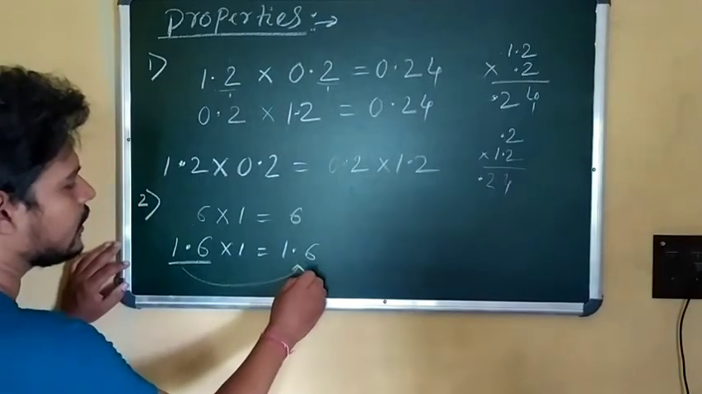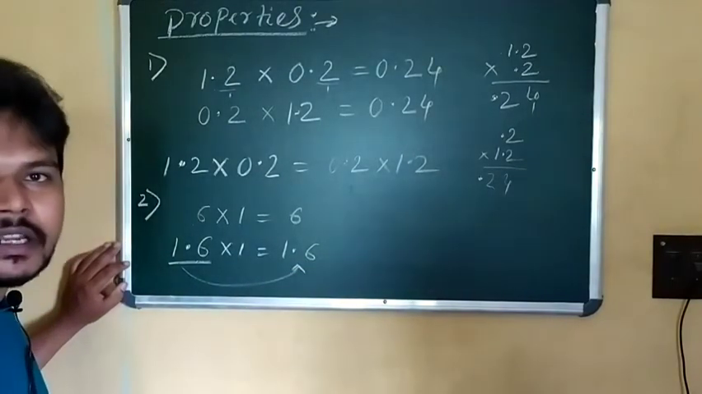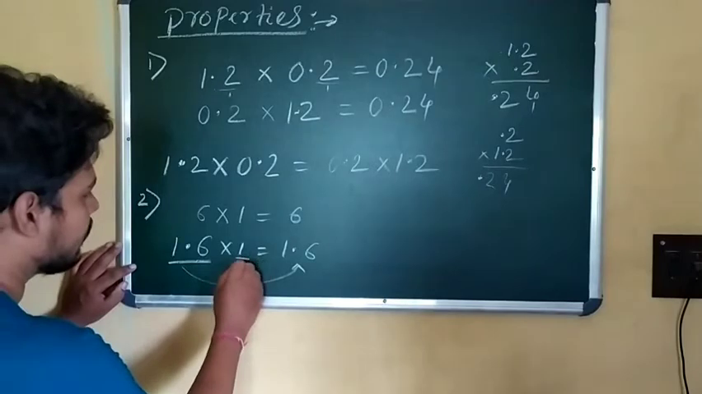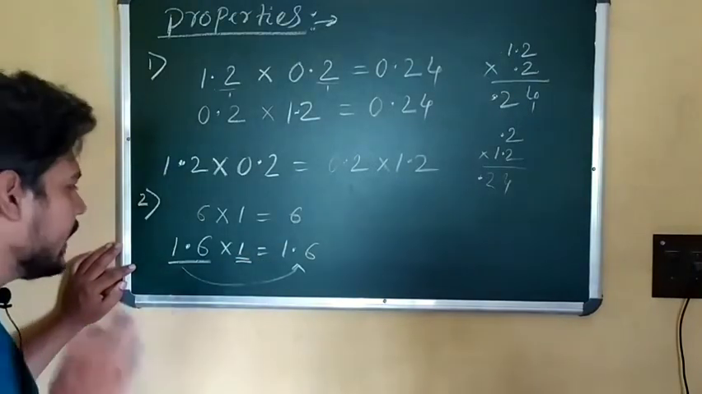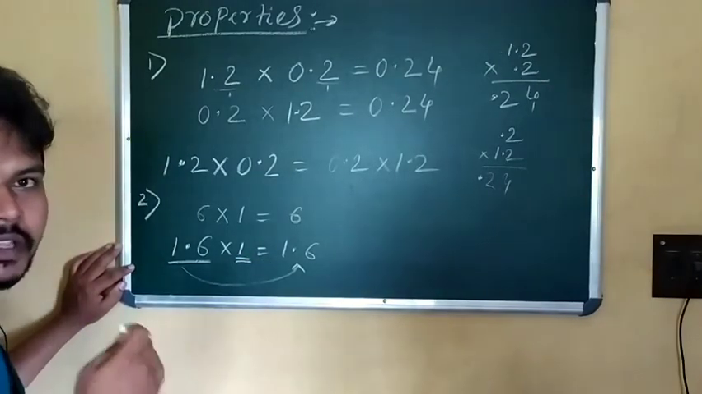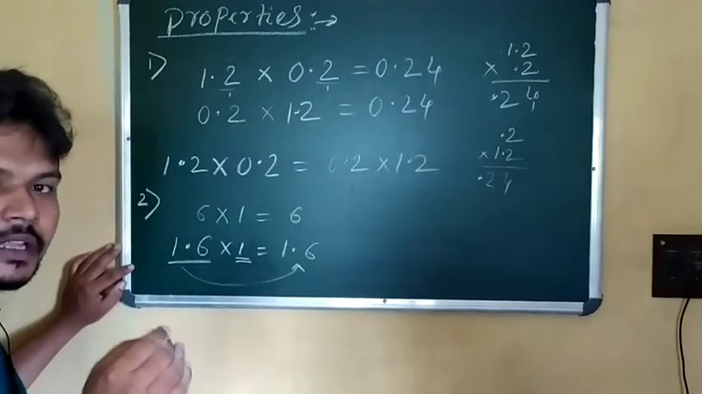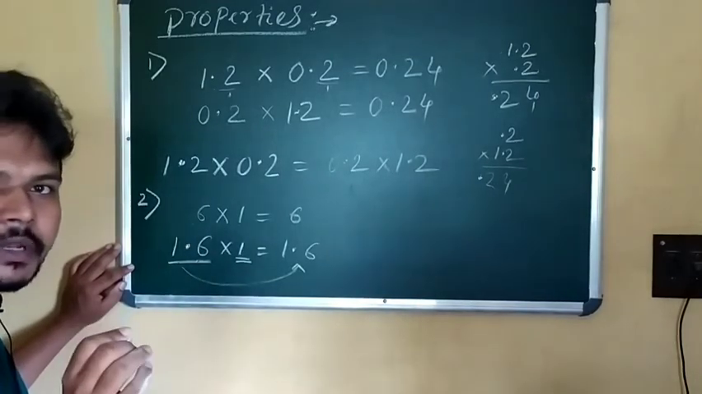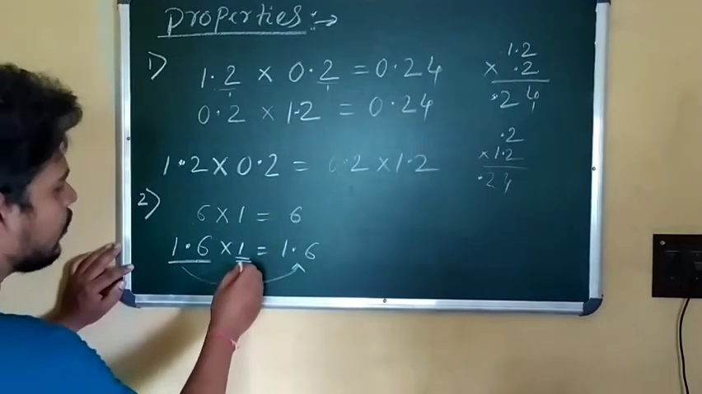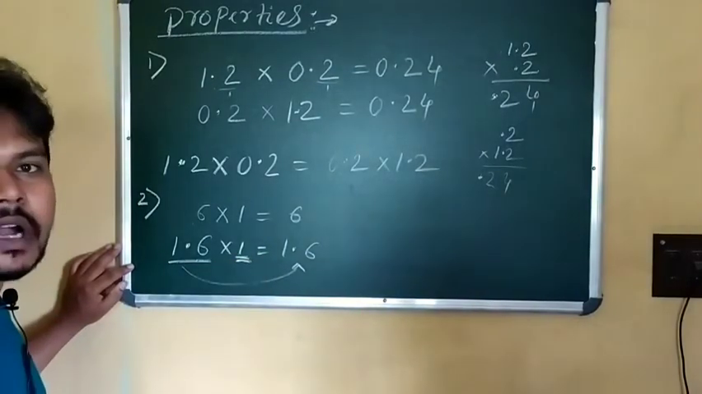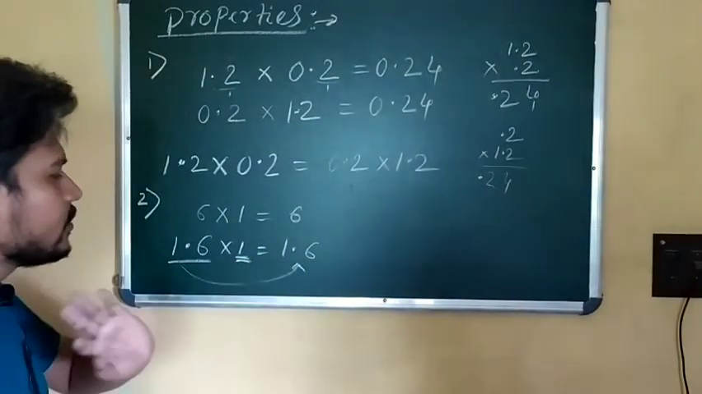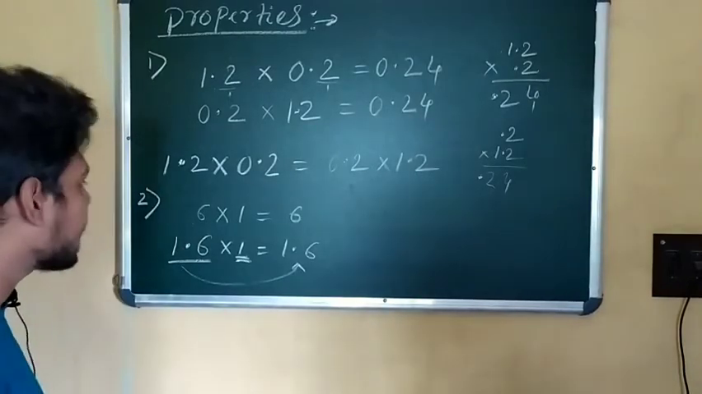And 1 is called the multiplicative identity. Okay. When we multiply any number by another number, if we get the same number back, then it is called the multiplicative identity. So here 1 is the multiplicative identity. So our product is 1.6. That is our second property.